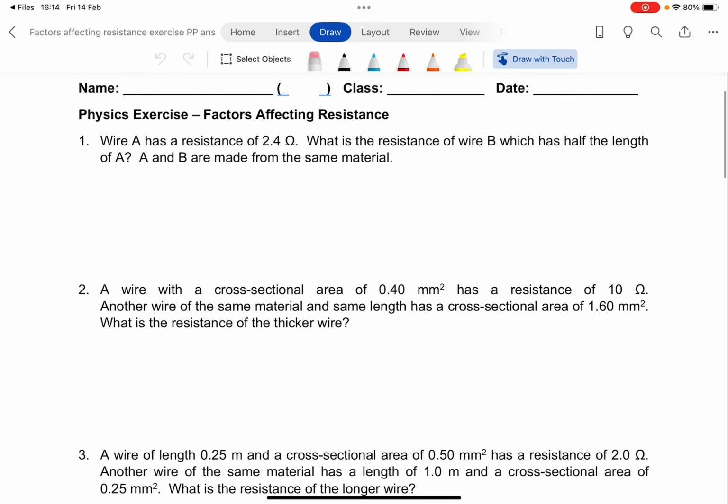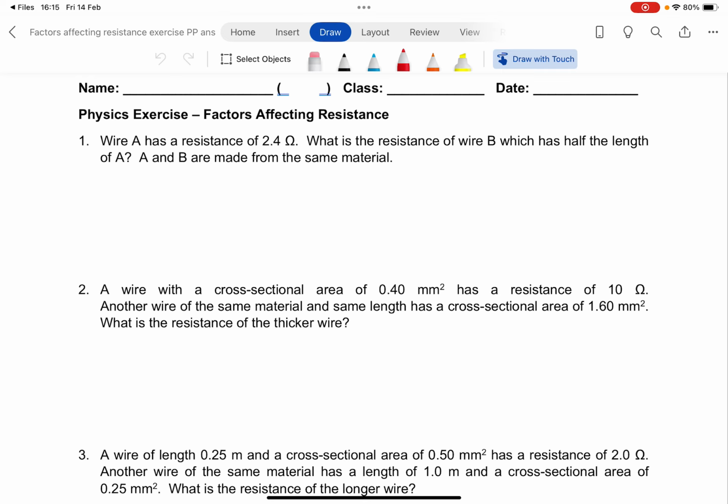For this worksheet, factors affecting resistance, some of the easier questions you don't actually need to show the full working, but for completeness's sake and as a matter of good practice, I will do the complete working for all questions.